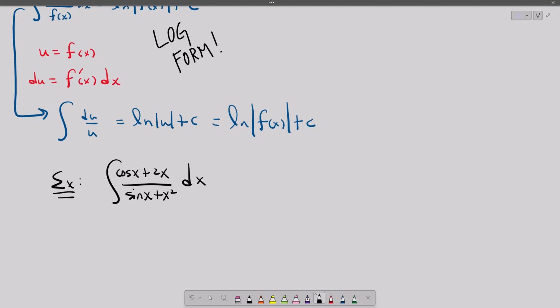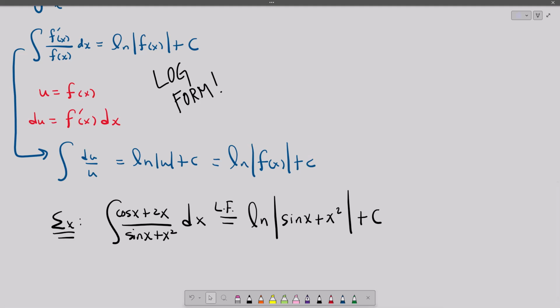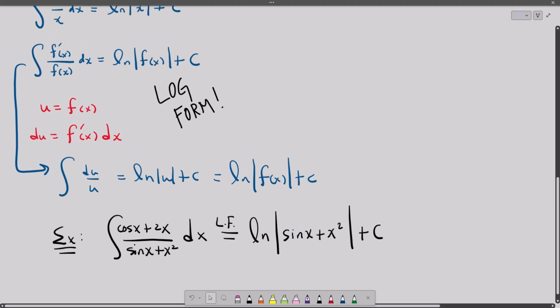So if you have that, it's in log form. If the numerator is the derivative of the denominator, it's in log form. And whenever we have log form, this is going to be natural log absolute value of the denominator, automatically. Because of this right here: if you let u be the denominator, then du becomes the numerator. And the integral of du over u is natural log of absolute value of u. So it's always going to be that way.